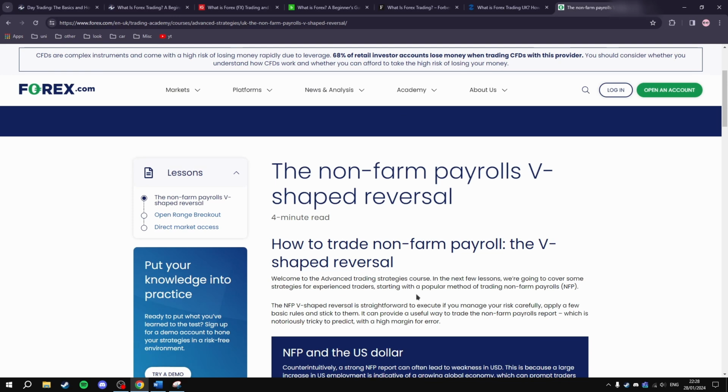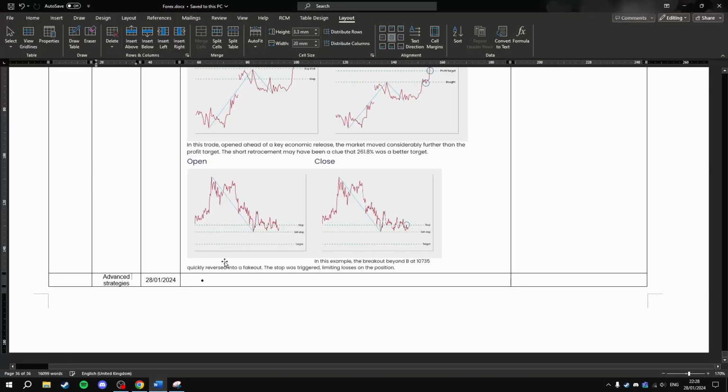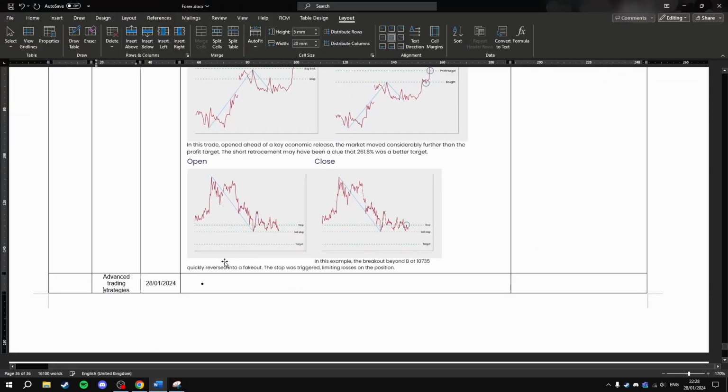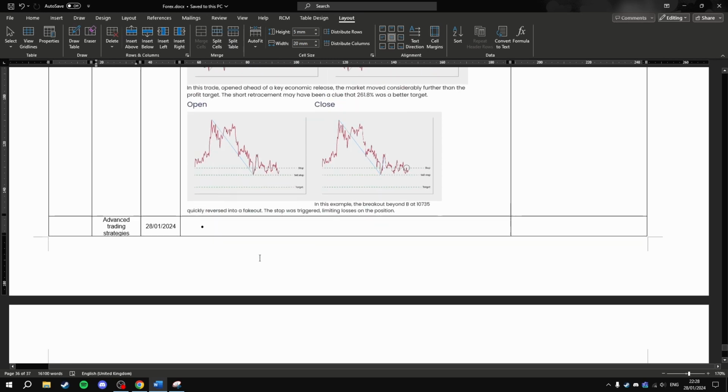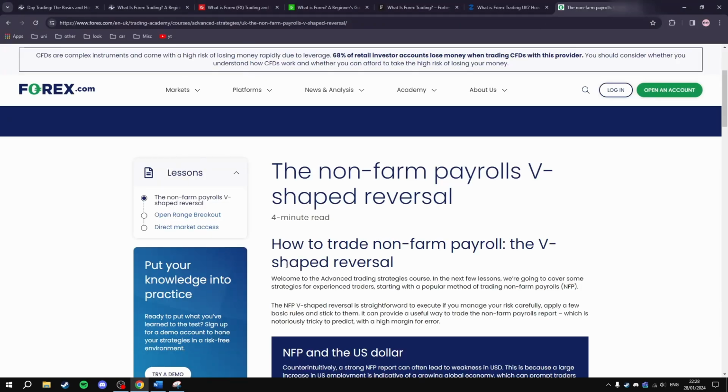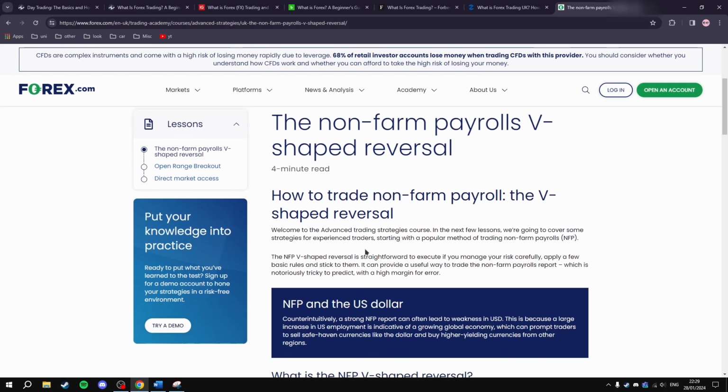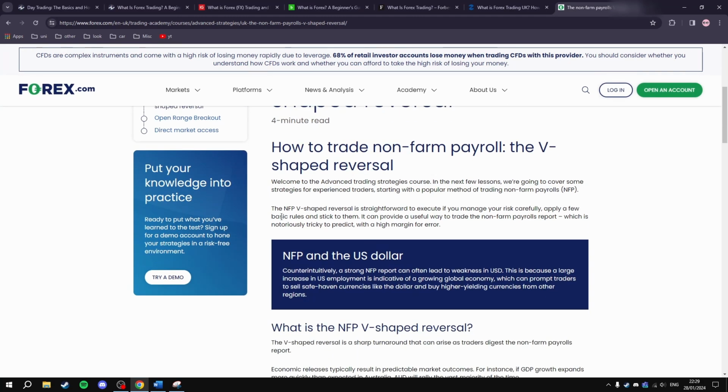Welcome to the Advanced Trading Strategies course. In the next few lessons, we're going to cover some strategies for experienced traders, starting with a popular method of trading non-farm payrolls. Yeah, I'm not really that, but let's just go through this anyway. The NFP V-shaped reversal is straightforward to execute if you manage your risk carefully. Apply a few basic rules and stick to them.